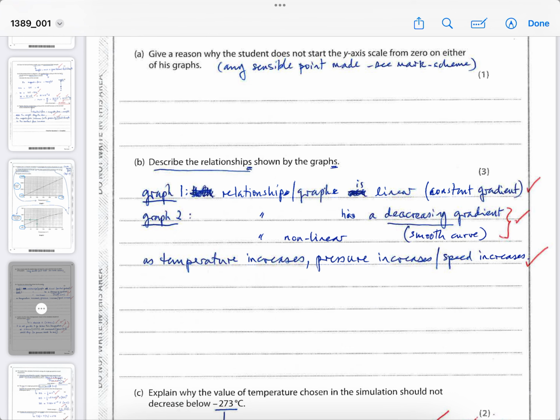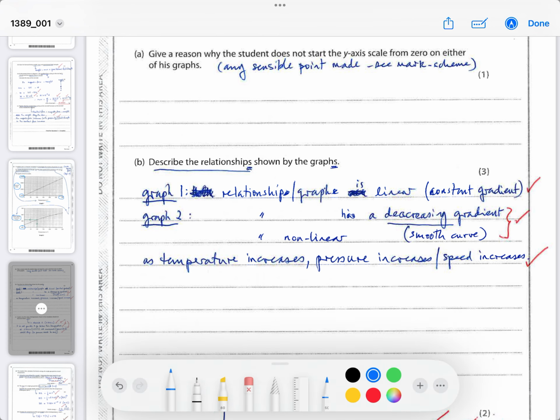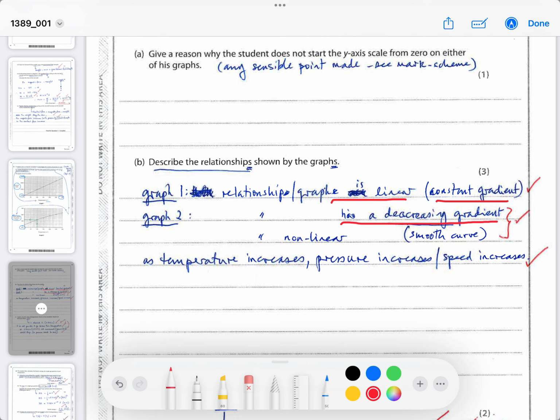And then it says, describe the relationship shown by the two graphs. So graph 1 was a linear relationship, yeah? So graph 1 is linear, constant gradient, whereas graph 2 has a decreasing gradient. It's a smooth curve, yeah? It's non-linear, yeah? So it's a curve, so it's non-linear.